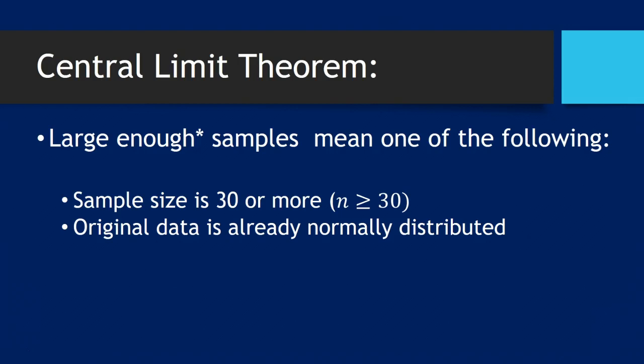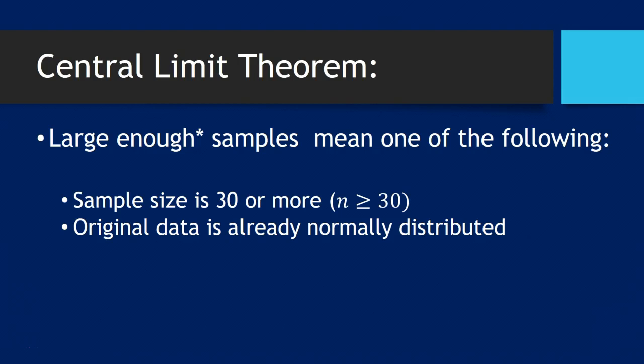So no matter what your data looks like, if you have 30 or more people, the central limit theorem will work. If you have less than 30, then the central limit theorem will only work if your original data is normally distributed.